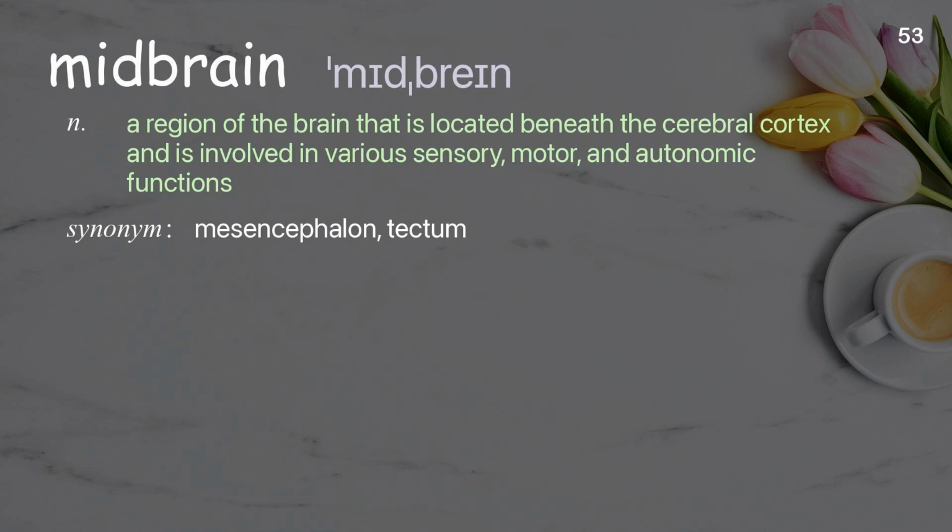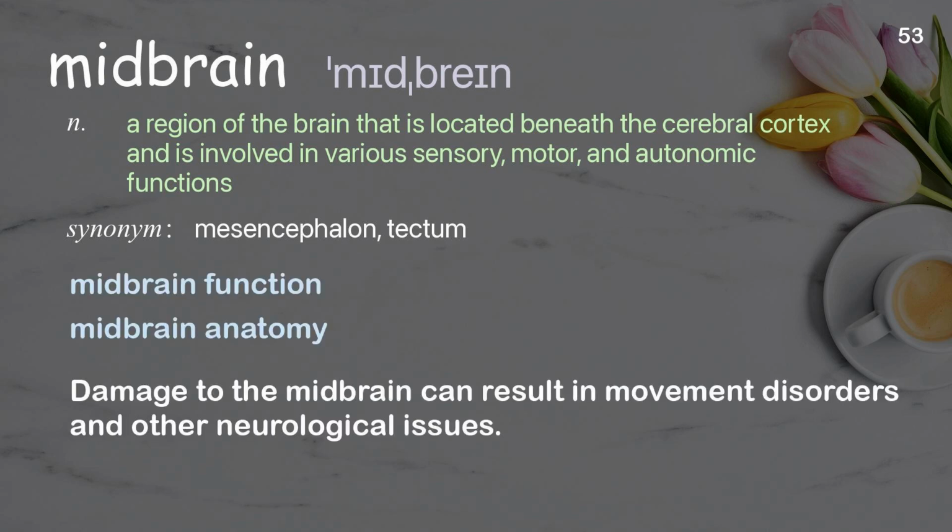Midbrain. A region of the brain that is located beneath the cerebral cortex and is involved in various sensory, motor, and autonomic functions. Examples: midbrain function, midbrain anatomy. Damage to the midbrain can result in movement disorders and other neurological issues.